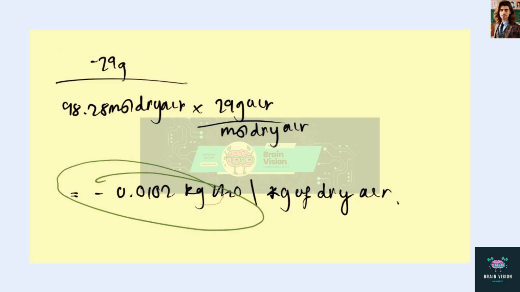So what we find is the water is lost from the air feed that is fed to the chamber, so the value will be negative.